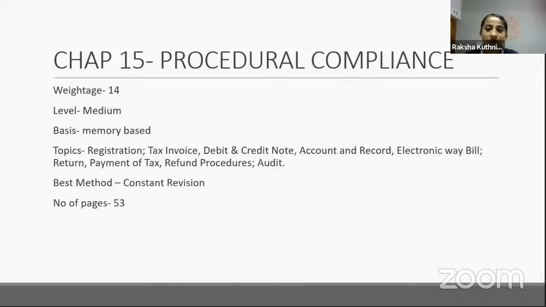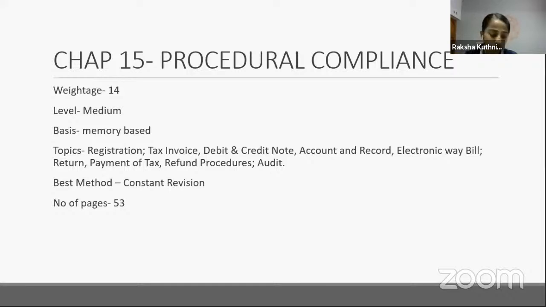Coming to next one, procedural compliances. This chapter holds the maximum marks. Okay, that is 14 marks has been allotted for this chapter, and no doubt this is the biggest chapter in your syllabus. Okay, 53 pages, and I feel this chapter is somewhere in medium to difficult range. Okay, medium to difficult because it has a lot to remember. Until you study this, there's a lot to study. Okay, lot. And also I feel it is memory based.